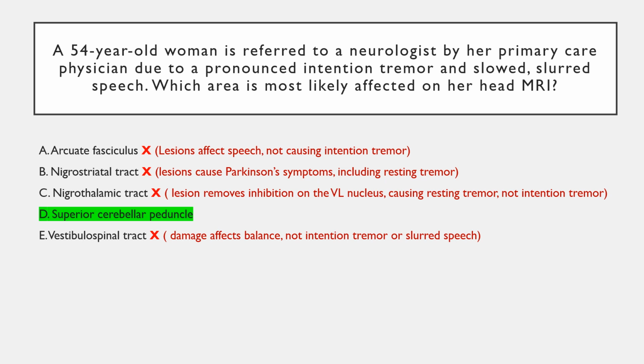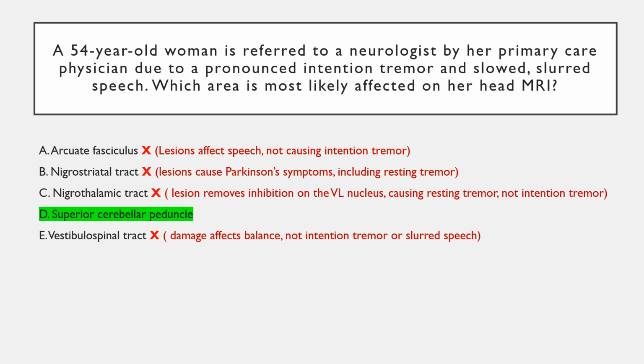Option B is incorrect as a lesion in the nigrostriatal tract results in signs of Parkinson's disease, including a resting tremor, microphonia, micrographia, and a shuffling gait. None of these signs are reported in this patient.